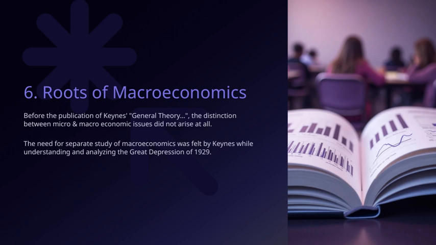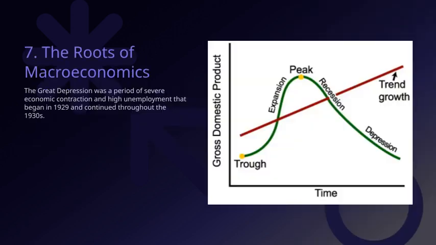analyze economic issues today. The Great Depression was a period of severe economic contraction and high unemployment that began in 1929 and continued throughout the 1930s. This was a time when economies around the world shrank dramatically and millions of people lost their jobs. It's a pivotal event that really shaped how we understand macroeconomics today.